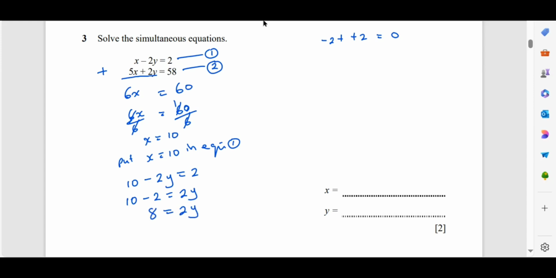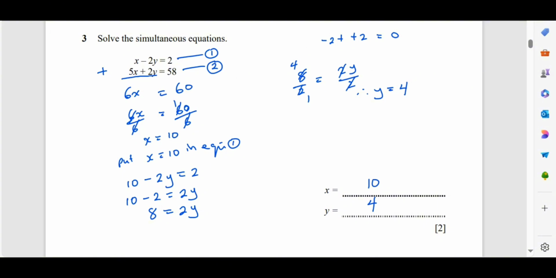When you divide both sides by 2, let's finish it up here. 8 divided by 2 equals to 2y over 2. This and this will go. This here 1, this here 4. So I have that y equals to 4. So you are done. You come back here and write your answer. Remember, in external exam, any space provided to you to write your answers, please write your answer there, please. Okay, to avoid losing a mark.